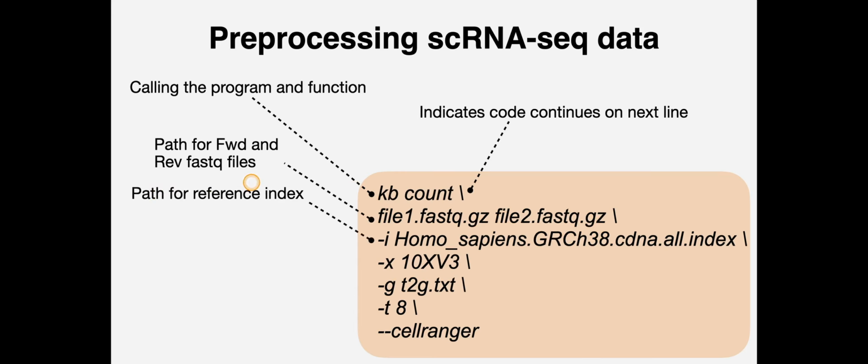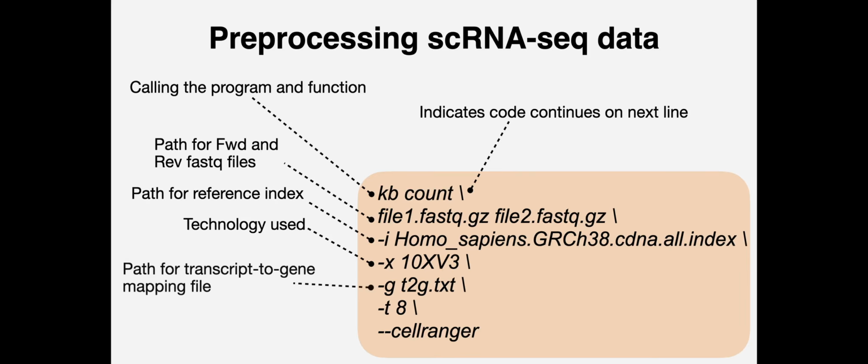We provide it with the path for the reference index. That's the one you have from way back in lecture 2. We tell it what technology was used to generate this data. In the case of the data we're using today for the 1000 PBMCs, this is 10x version 3. We tell it where the transcript to gene mapping file can be found. It's in my working directory, so the path is just the name.